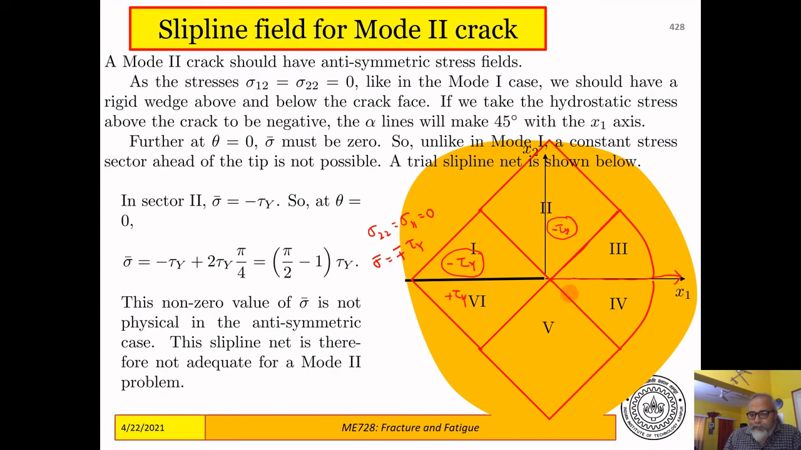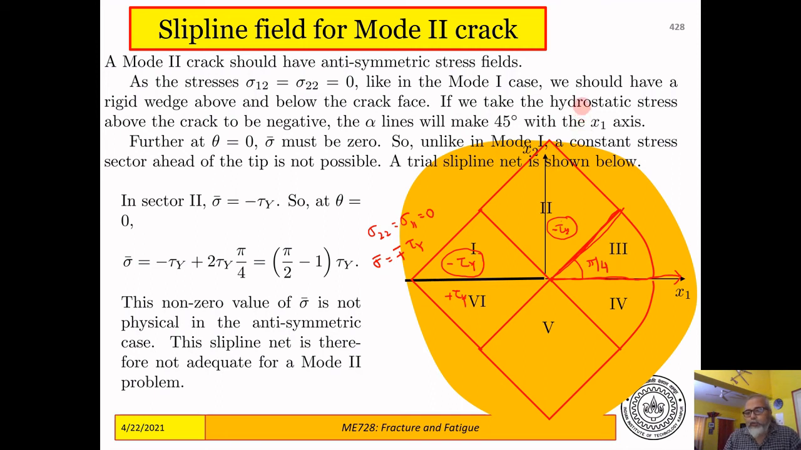In between these two, there's an angle of pi by 4. So when you go from here to here, you turn by pi by 4. So 2 tau y pi by 4 is what you add to the mean stress on this line, which is equal to minus tau y, and you get (pi by 2 minus 1) into tau y as the mean stress here, which is obviously not equal to 0. The mean stress has to be 0 because sigma 11 and sigma 22 have to be 0 for this antisymmetric problem. So this trial net is not going to work.